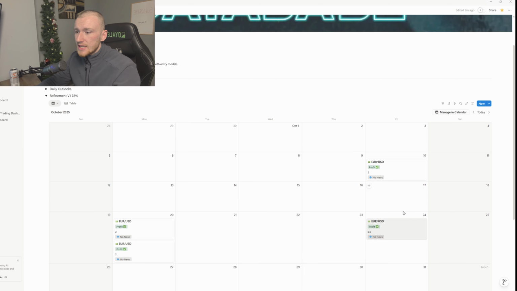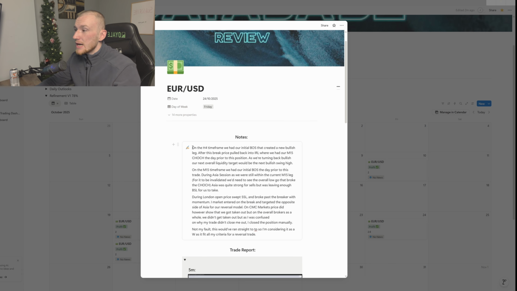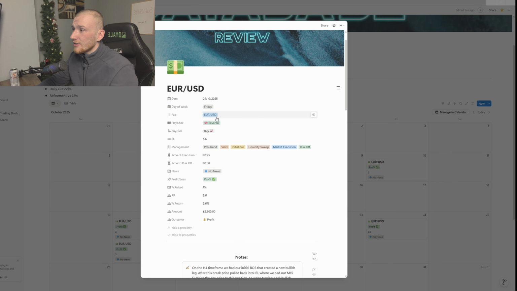Let's go on to my current trades and you'll see the transformation from then till now and how I actually trade. Here we have EURUSD for a 2.6% return. We now have a massive explanation of why I entered the trade, which every trader needs to have in their playbook. We have EURUSD reversal buy, stop loss 5.6.